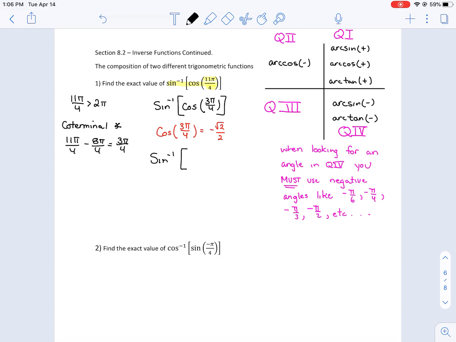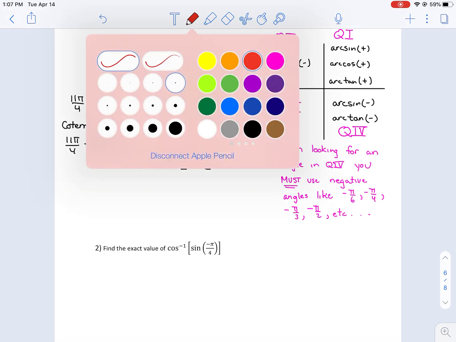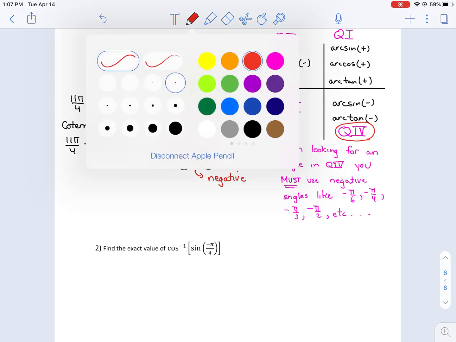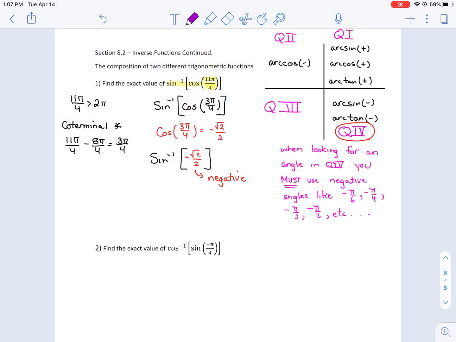So we have the inverse sine of negative square root of 2 divided by 2. Now, since the negative square root of 2 divided by 2 is negative, we're going to look at quadrant 4 for the solution. And when looking for an angle in quadrant 4, you must use negative angles. So the angle whose sine value is the negative square root of 2 divided by 2 is negative pi fourths.